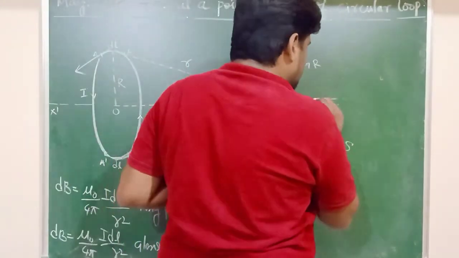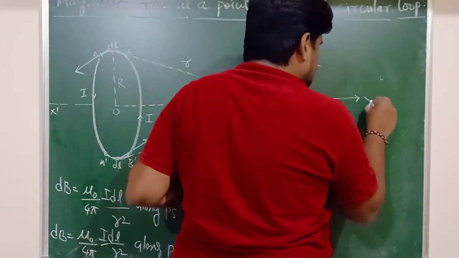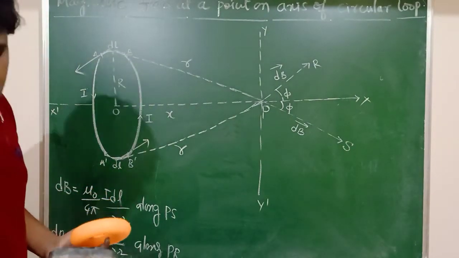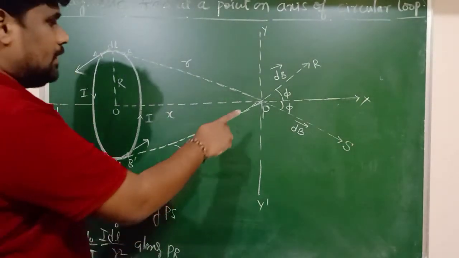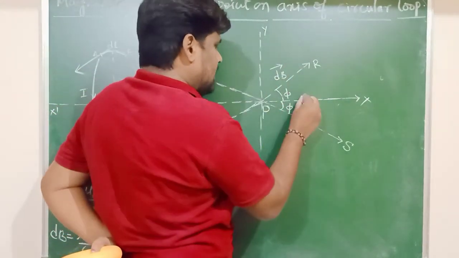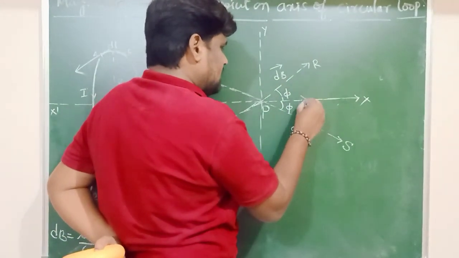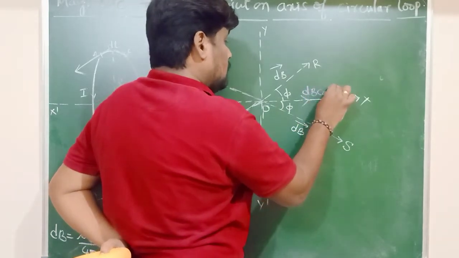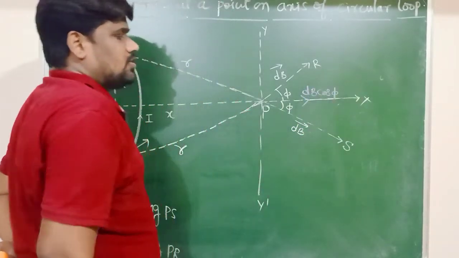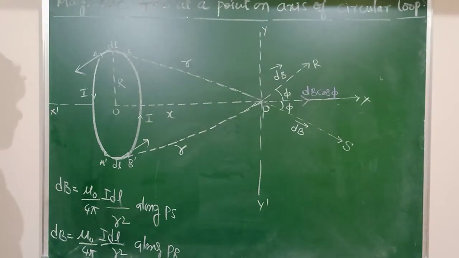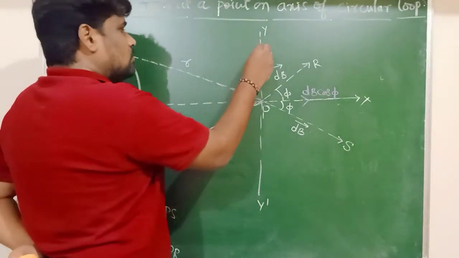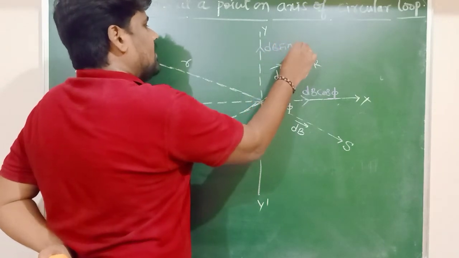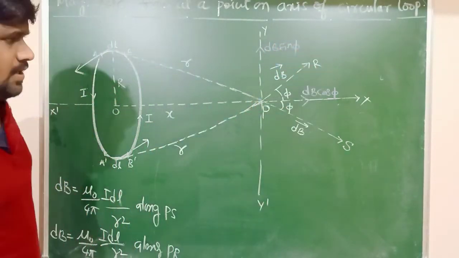One of the components is along the horizontal direction. Another component should be along the vertical direction. Resolve dB along PR. Its horizontal component is given by dB cos phi, and its vertical component is given by dB sin phi. Concentrate.